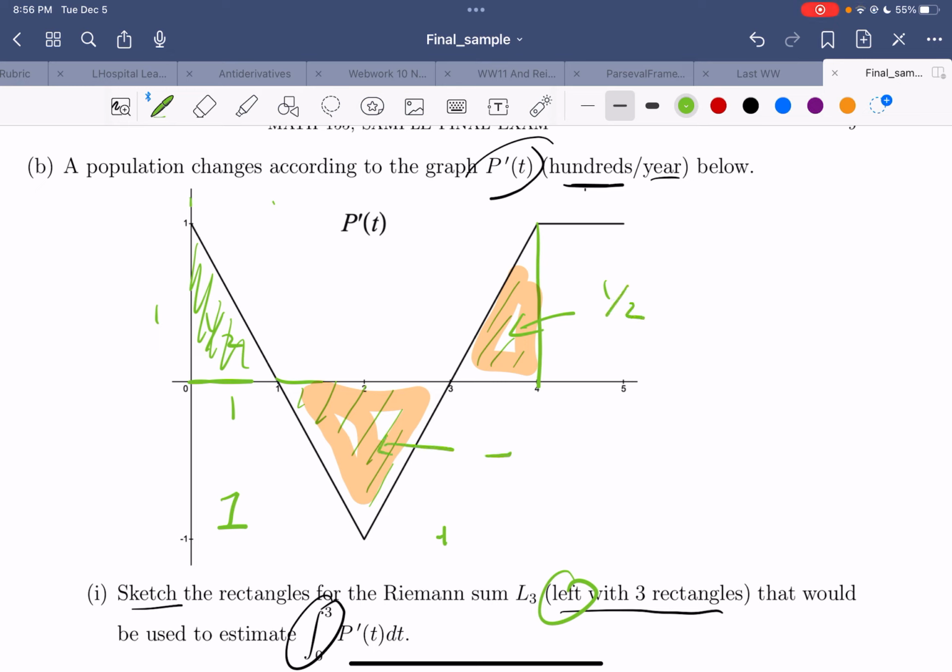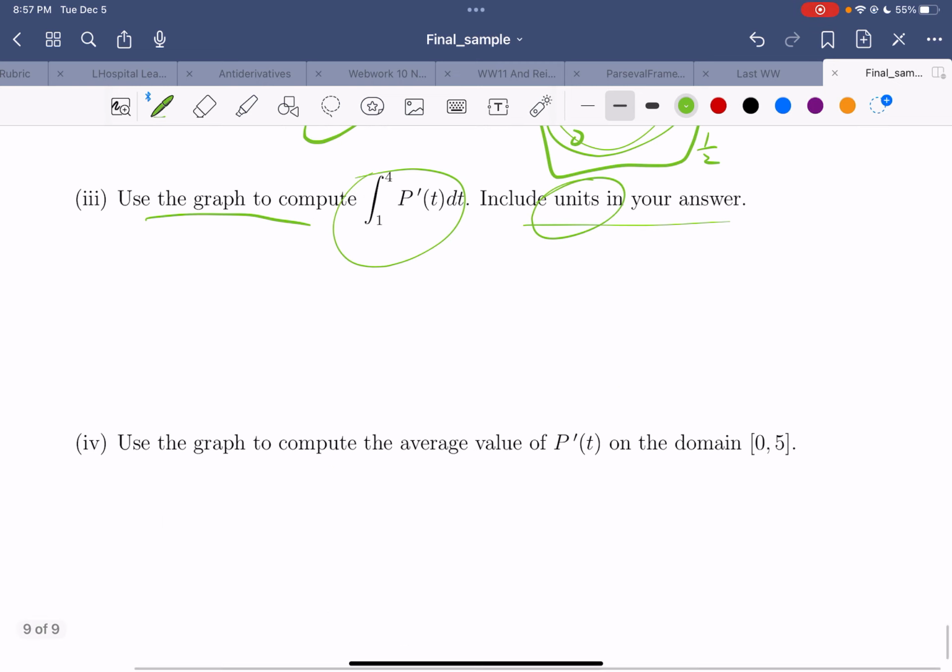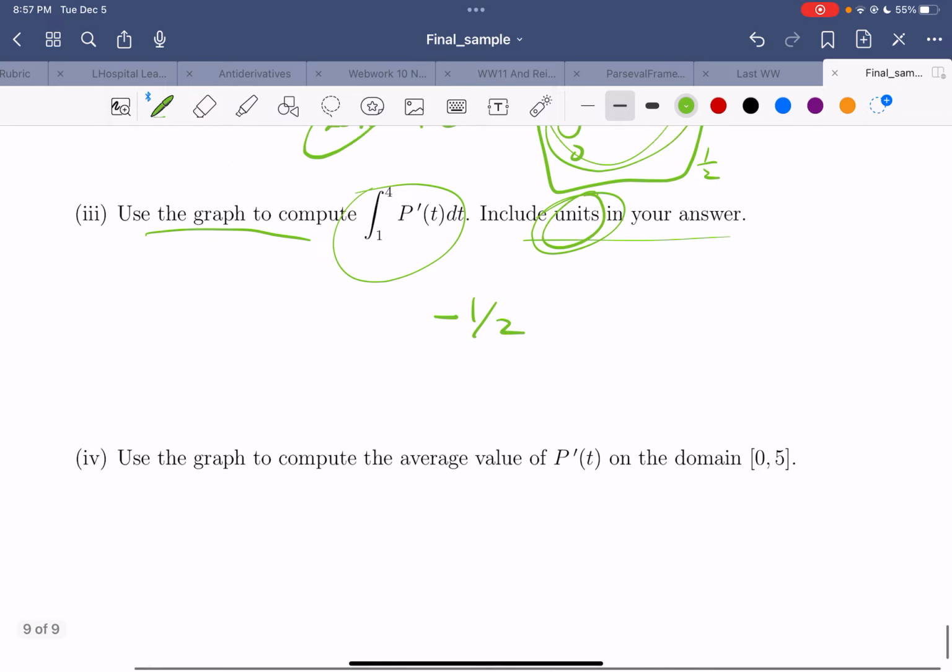This has area negative 1. It's a triangle. The base is 2. The height is 1. You do 1/2 base times height. Sorry, the height is negative 1. You do 1/2 base times height. You get negative 1. Okay, and then we add this number and this number, and you get negative a half. Negative 1/2.